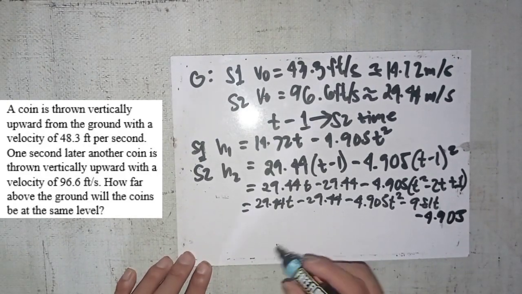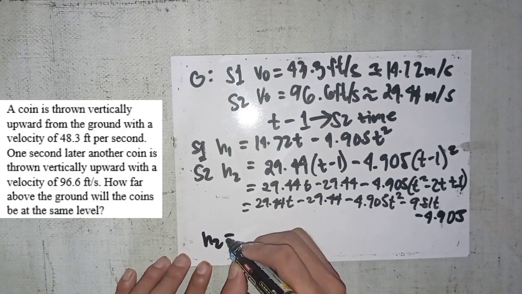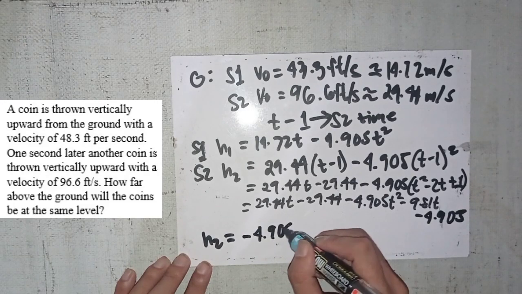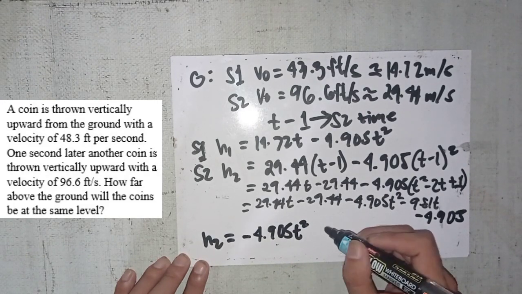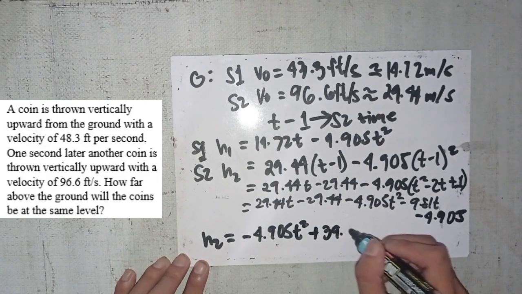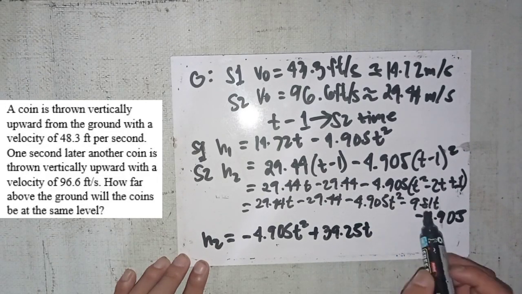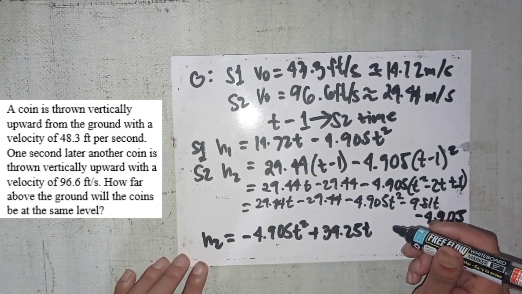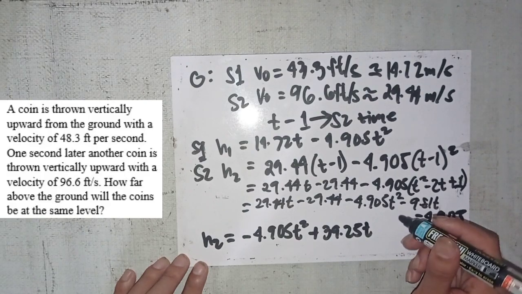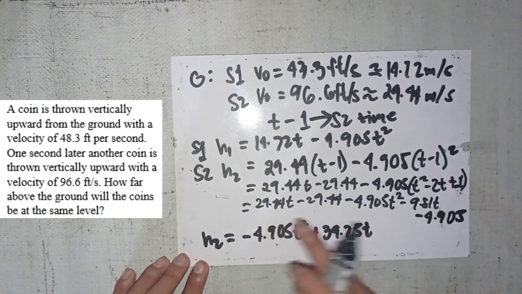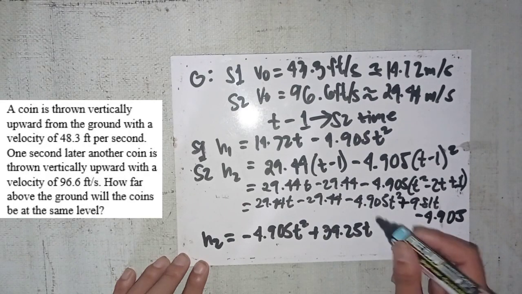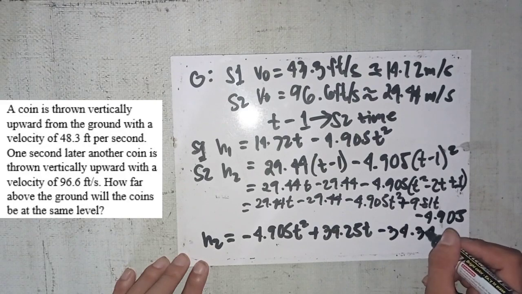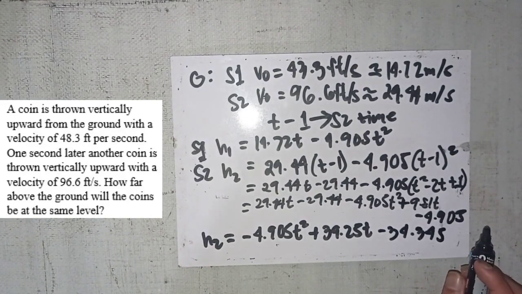So combine the like terms, so our h2 equation will be negative 4.905 t squared plus 39.25 t, because we add these both, and here also, we add these both, and minus 34.345.